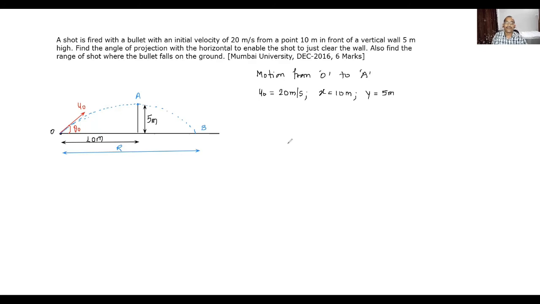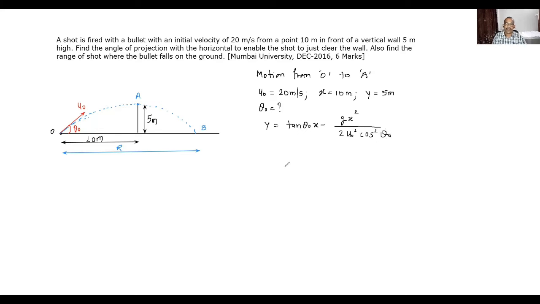Okay, you know u0, you know x, you know y, and you have to find out theta 0. Now, recalling the equation of path, that is the trajectory, the equation of path is given by y equal to tan theta 0 x minus g x square upon 2 u0 square cos square theta 0.